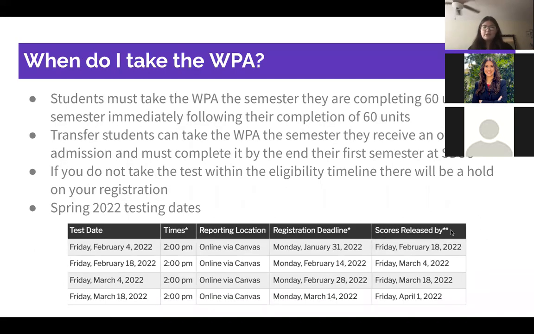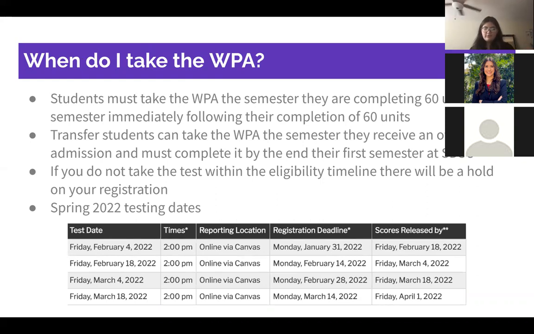When do I take the WPA? Students take the WPA the semester that they complete 60 units or immediately following the completion of those 60 units. Additionally, if you're a transfer student, you take it by the end of your first semester at SDSU. Make sure you take it within that time frame, because if you don't, there will be a hold on your registration. So fulfilling the WPA within that eligibility timeline is really, really important.